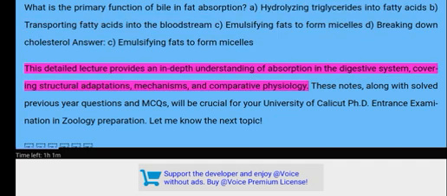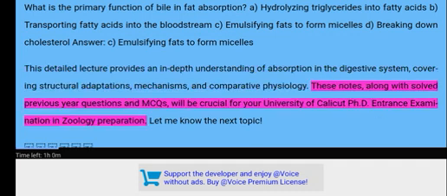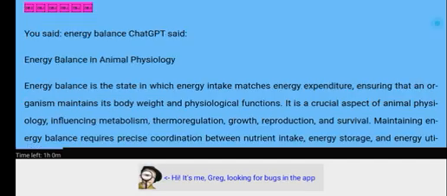This detailed lecture provides an in-depth understanding of absorption in the digestive system, covering structural adaptations, mechanisms, and comparative physiology. These notes, along with solved previous year questions and MCQs, will be crucial for your University of Calicut PhD entrance examination in zoology preparation. Let me know the next topic.